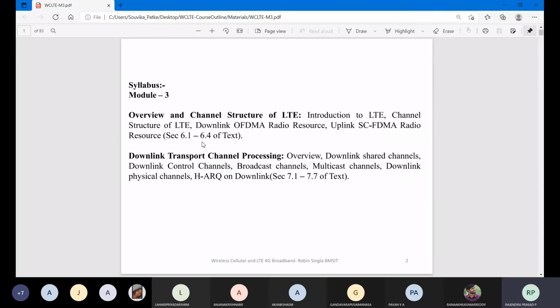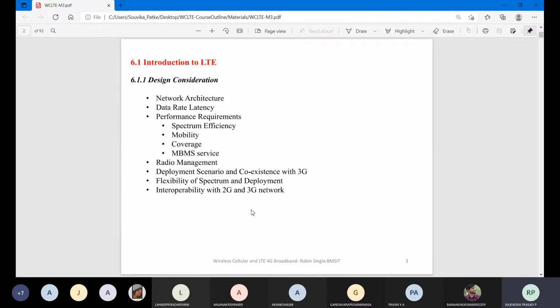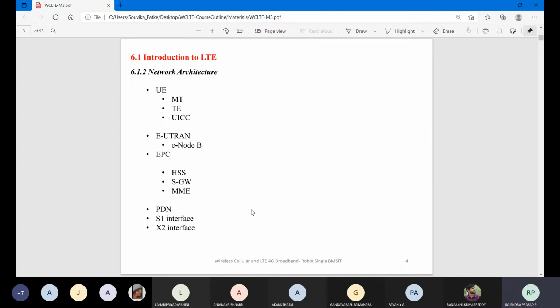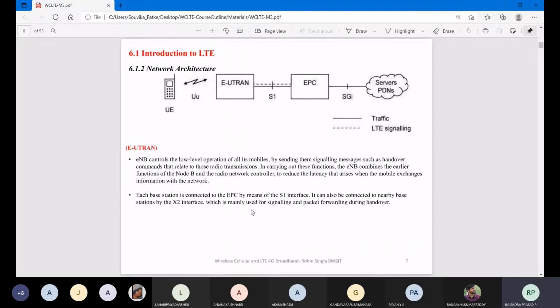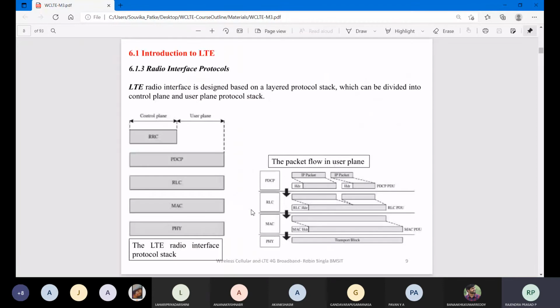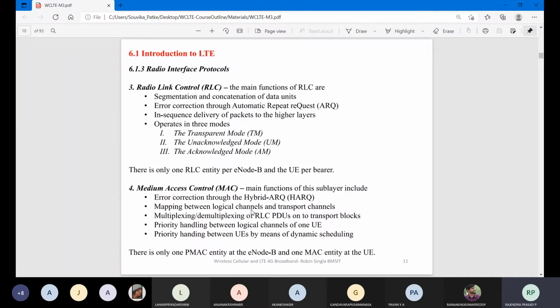In the second part, we have to understand what the downlink transport channel processing is. We have one block diagram for that, and in that block diagram we are going to have a detailed discussion. These are all the design considerations. This is one question which I had asked for the short assignment. One more was the radio resource interface protocol, which I had also asked for the short assignment.